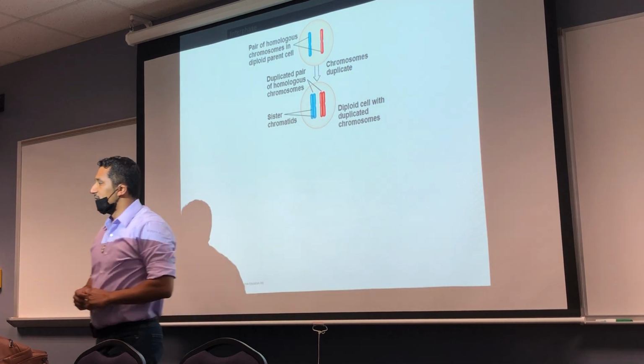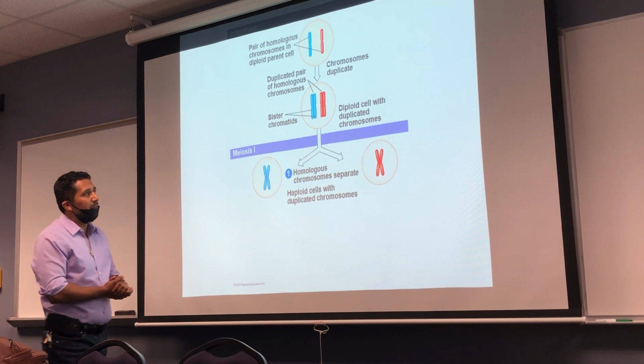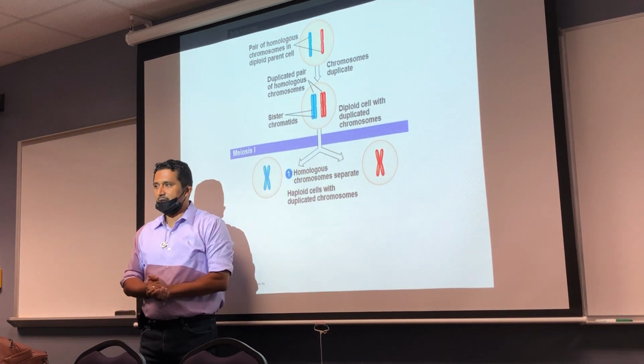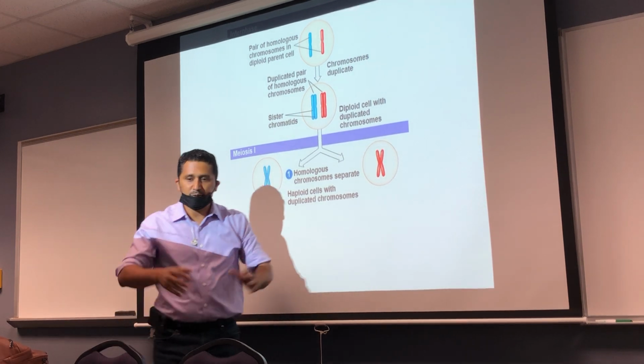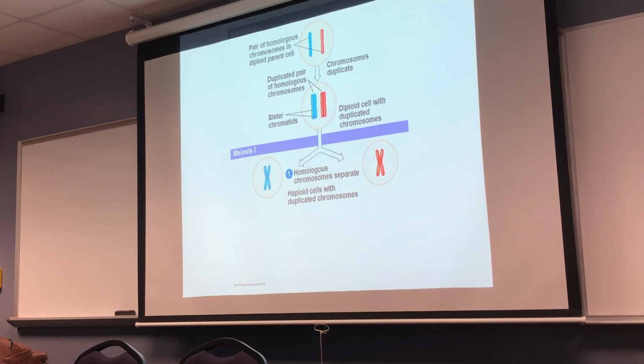Okay? Alright, so it went through the S phase of replication. So now it goes through meiosis 1. And in this case, the homologous chromosomes separate. Okay? Remember last time, whenever you guys did the activity right here, that's mitosis.